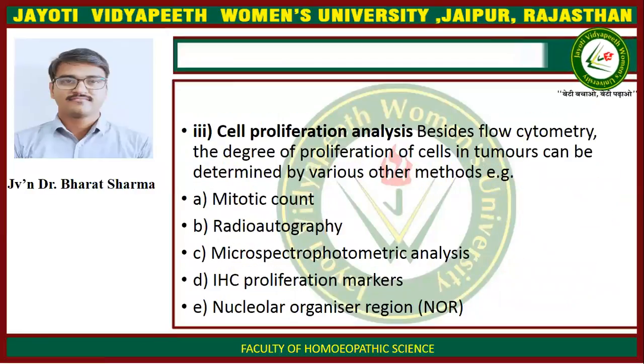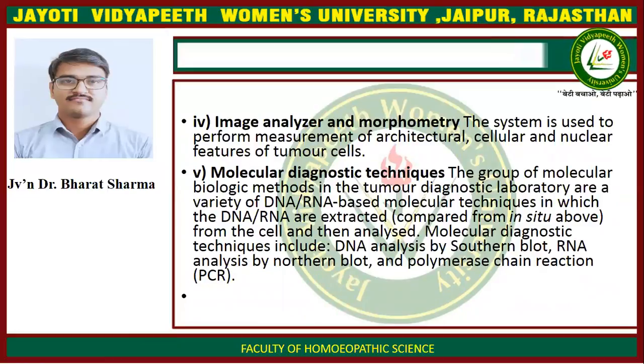Cell proliferation analysis. Besides flow cytometry, the degree of proliferation of cells in tumor can be determined by various other methods, that is mitotic count, radioautography, microspectrophotometric analysis, IHC proliferation markers, and nucleolar organizer region. Image analyzer and morphometry. The system is used to perform measurement of architectural, cellular, and nuclear features of tumor cells.